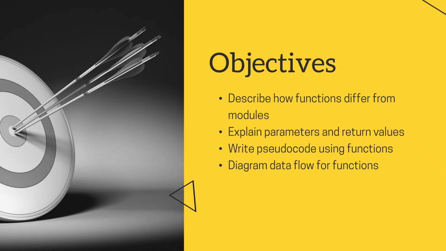So these are our goals for this week. We want to focus on understanding why functions matter and how to express them clearly. So we're going to learn how to describe how functions differ from modules, explain parameters and return values, write pseudocode using functions, and then, like I said, diagram a data flow for our function.